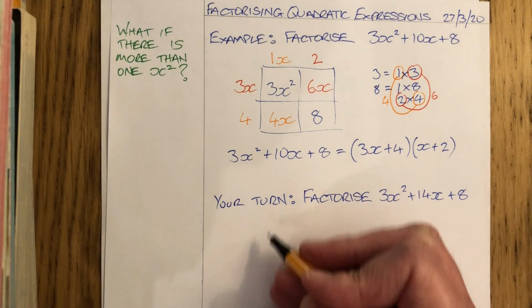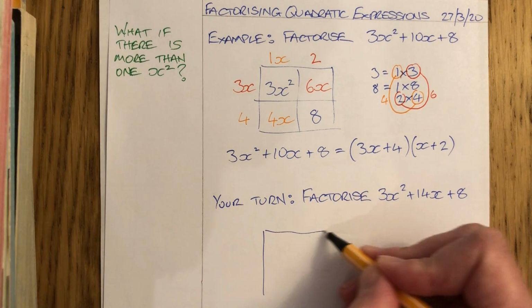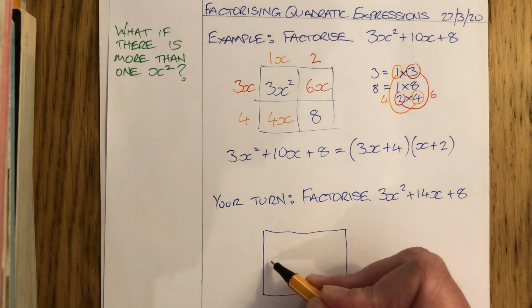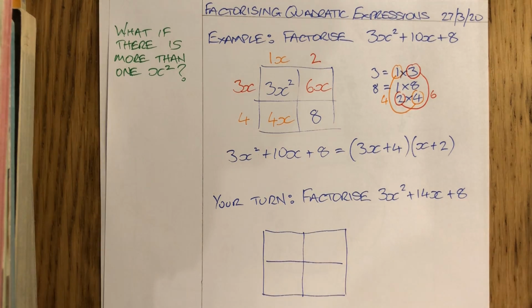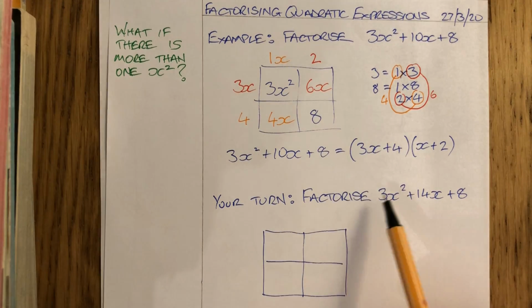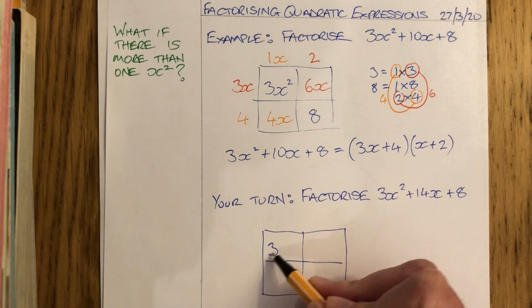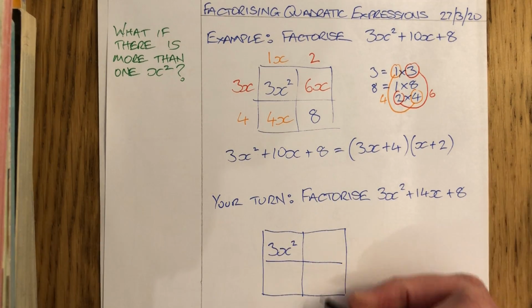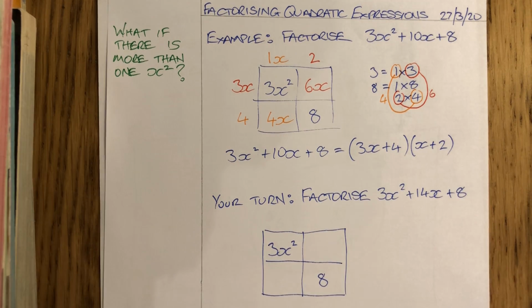Okay, here we go. Multiplication grid. You can do that. There's no real thinking there, is there? Right, you can do that. 3x squared goes straight into its box. 8 goes straight into its box. No problems there. You can do that.